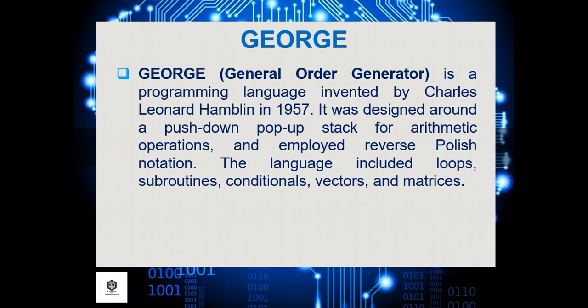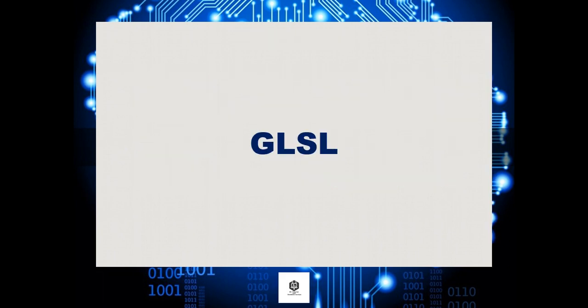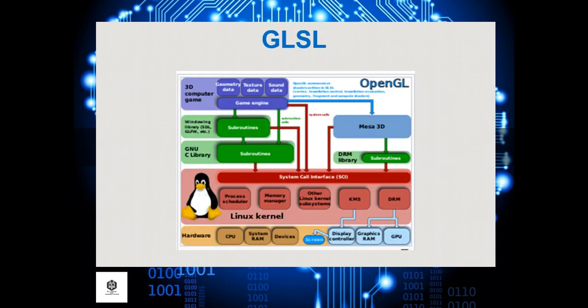George. George or General Order Generator is a programming language invented by Charles Leonard Hamblin in 1957. It was designed around a push-down pop-up stack for arithmetic operations and employed reverse Polish notation. The language included loops, subroutines, conditionals, vectors, and matrices. GLSL.